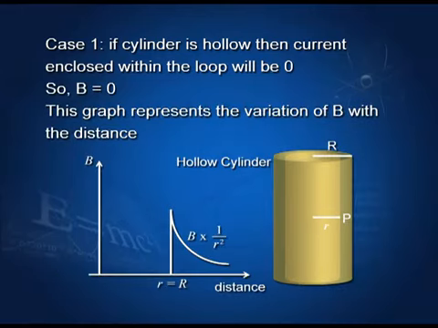The graph represents the variation of magnetic field with the distance. In the graph, we observe that the magnetic field from distance r equals 0 to the radius of the cylinder capital R is 0. At small r equals capital R, the magnetic field is maximum. Beyond r equals capital R, we observe that B is inversely proportional to r square. The graph is indicating it very clearly.